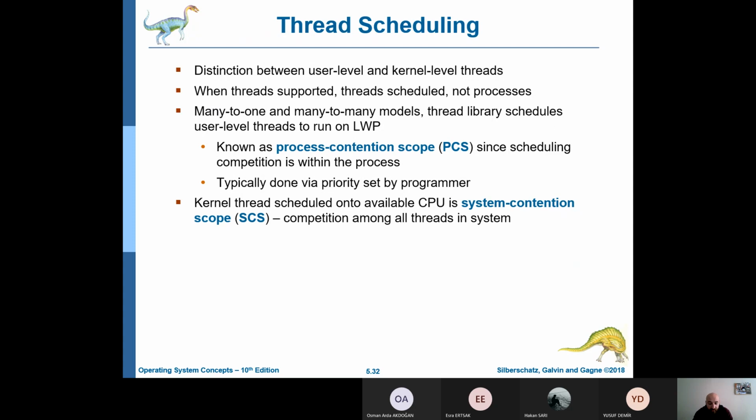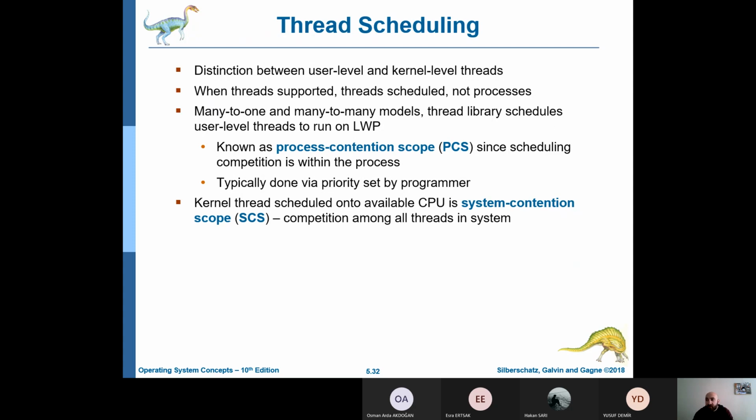On systems implementing many-to-one and many-to-many models, as you can remember from last week, the thread library schedules user level threads to run on an available lightweight process. This scheme is known as process contention scope, since competition for the CPU takes place among threads belonging to the same process. To decide which kernel level thread to schedule onto a CPU, the kernel uses the system contention scope. So we have process contention scope and system contention scope.